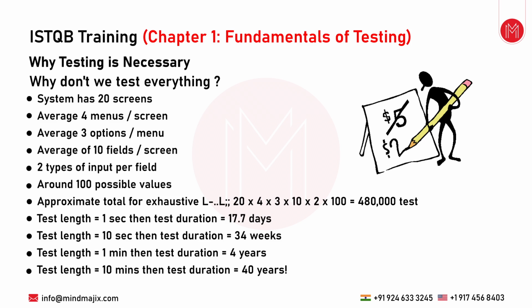If the test length is 1 second, then the duration will be 17.7 days. If the test length is 10 seconds, that means one test case is covered in 10 seconds, it takes 34 weeks. And if each test case takes 10 minutes, then you need 40 years to test the thing. So it's humanly impossible, right? That's why exhaustive testing is impossible, right?